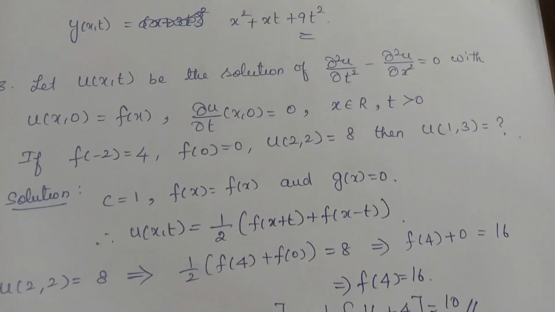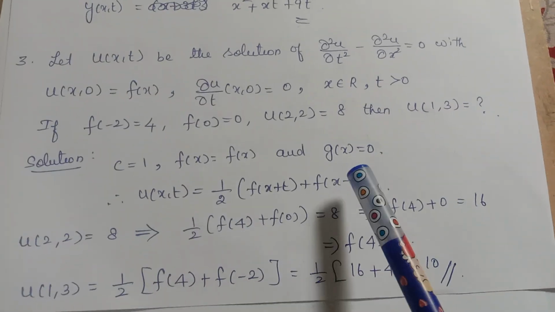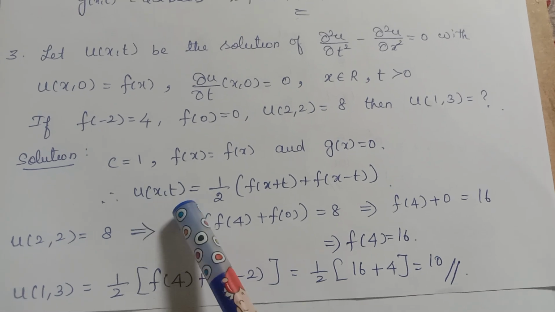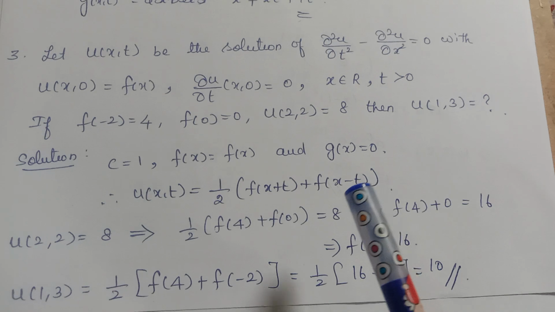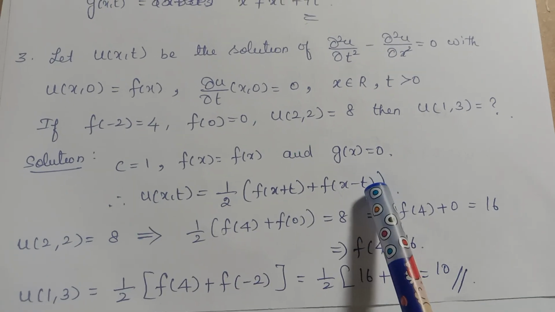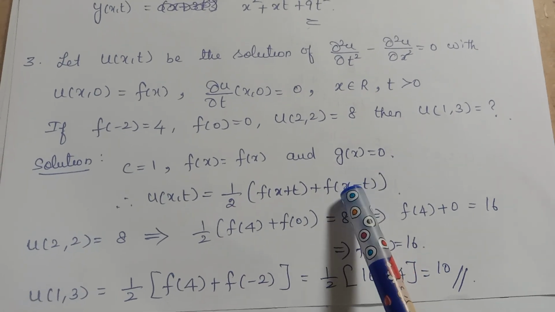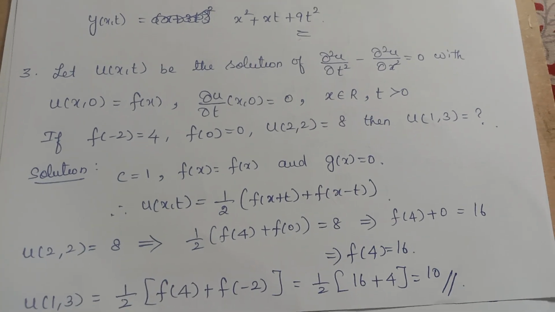Now c equal to 1 for this problem and g equal to 0. So the solution is u of x comma t equal to 1 by 2 into f of x plus t plus f of x minus t. Okay, so this is the solution. Afterwards we cannot simplify. Now what is given?